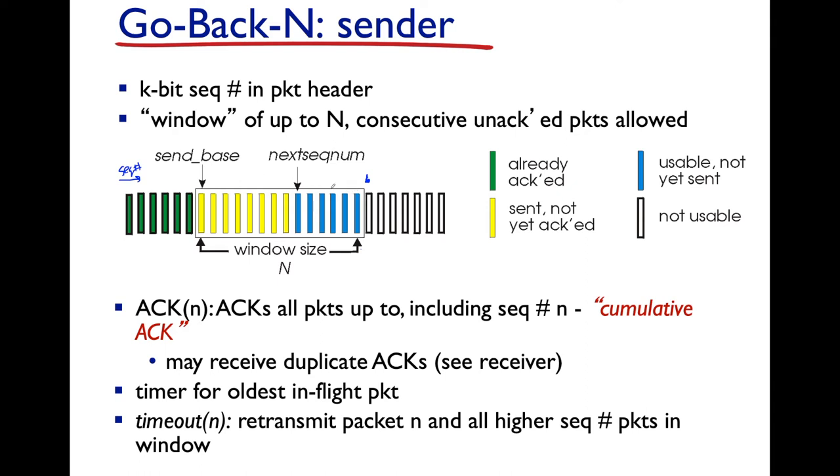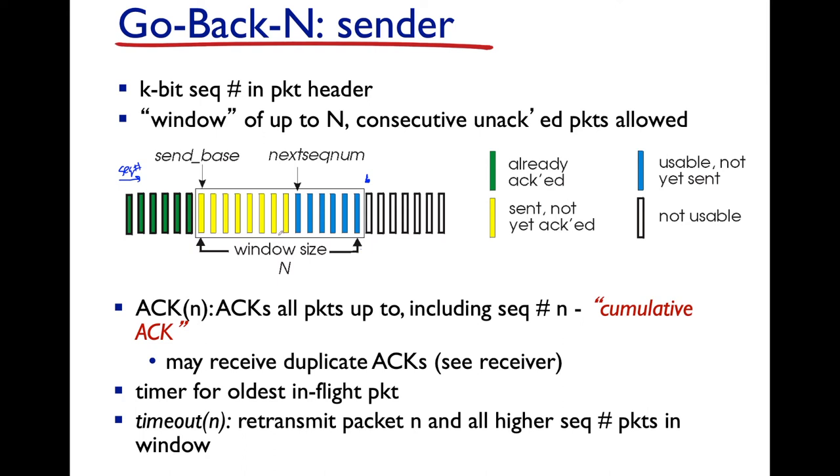The white sequence numbers are not yet usable. Your system can't use them yet. And so that means you can have as many as N packets worth of data in flight, meaning they're somewhere between the sender and the receiver, and they have not yet been acknowledged.